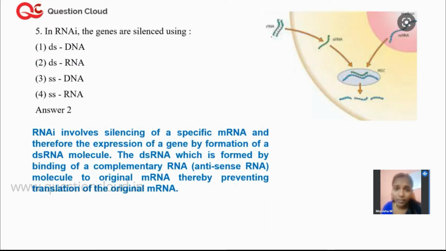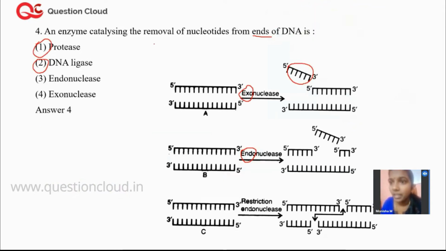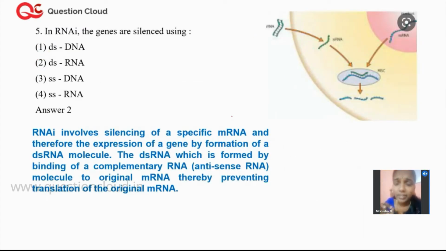Now the next one, the fifth question that we are going to discuss today: in RNAi, the genes are silenced using. This is a NEET 2019 question. There were four options given. DS means double stranded, and SS means single stranded. In the last picture there are two strands, right? One strand on top and another strand below. So the options given were double stranded DNA, double stranded RNA, single stranded DNA, single stranded RNA.